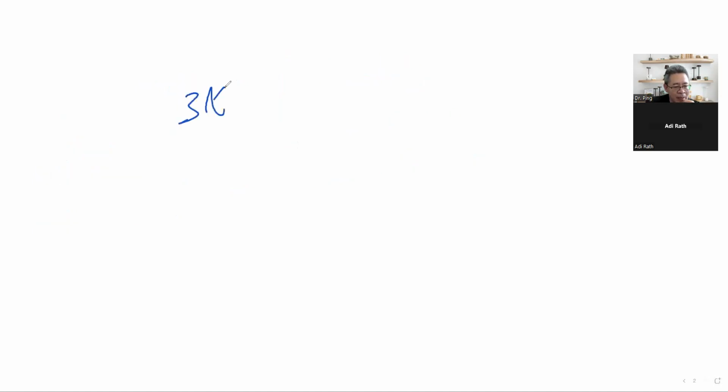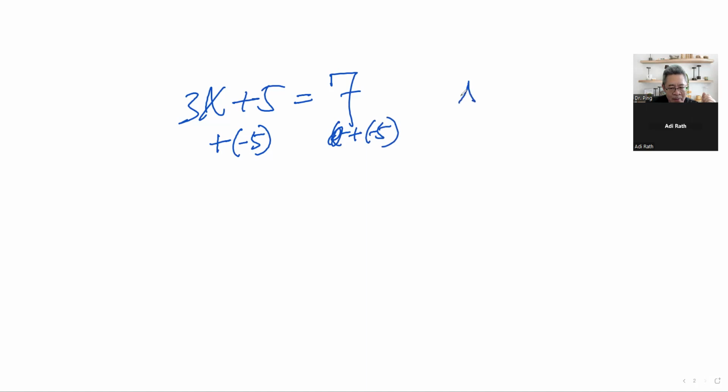So for example, 3x plus 5 equal to 7. We know that we can add -5 to both sides. This is using the addition property. The addition property is basically that it doesn't matter what value, as long as you add exactly the same thing on both sides, then you are okay. But the reason we add -5 is that we want to cancel 5. So that is our inverse property.